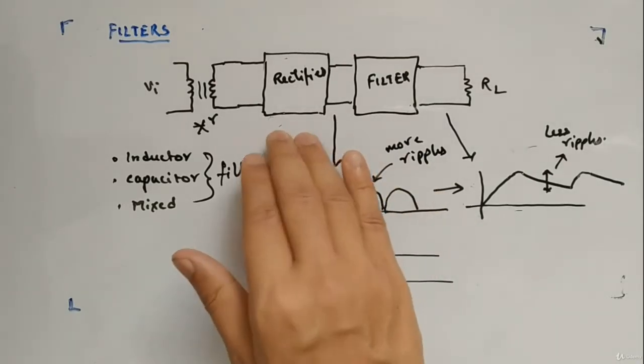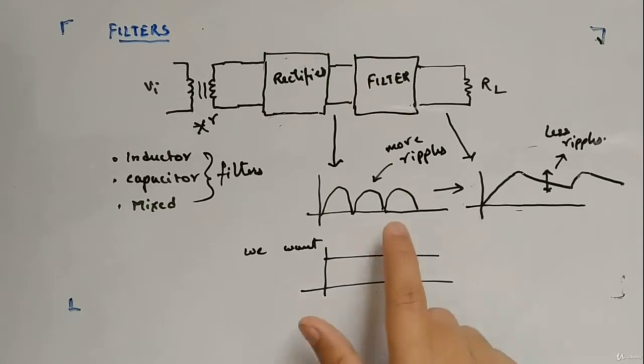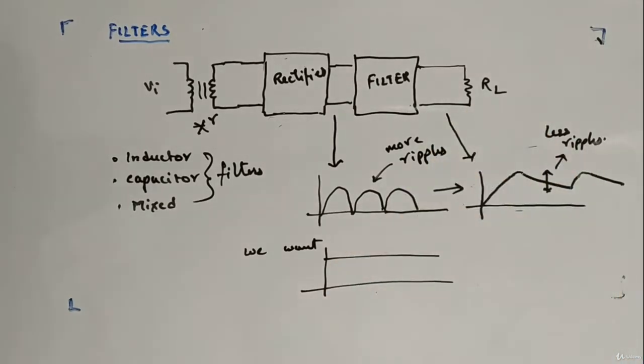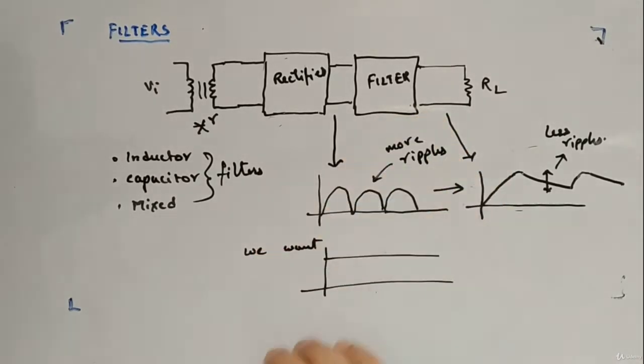The rectifier output will be the input of the filter, which is this guy, and the output of the filter will look something like this, which we will feed to RL. Okay, so that is the main focus, that is the main role of filters.